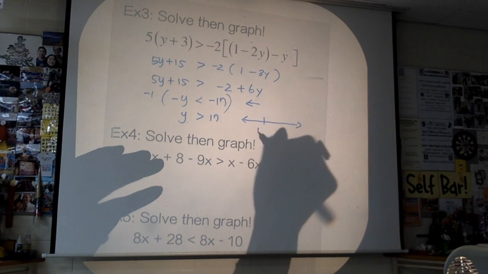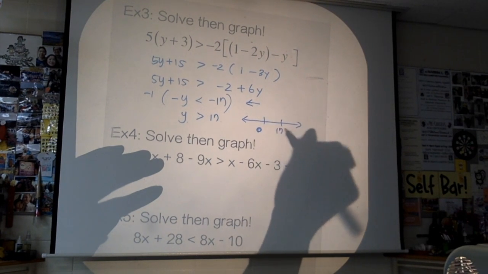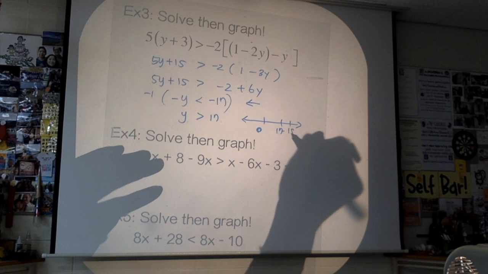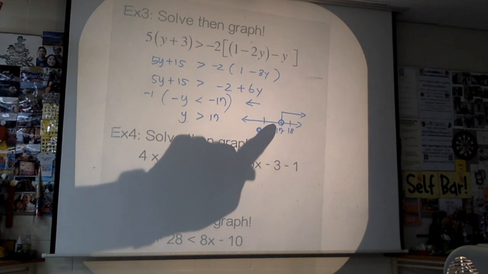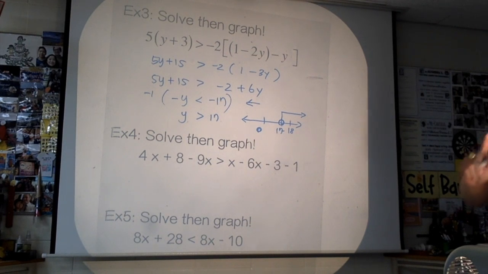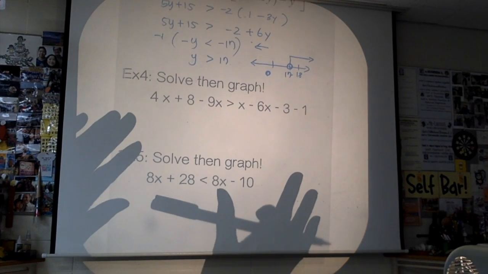All right, and if you were to graph it, 0, okay? 17, maybe an 18 here just to identify that. But it's an open circle because it's greater than, because it's not including 17. So the first integer that will work is actually 18, not 17, right? Sure you understand that concept? If you're confused, come see me, okay?